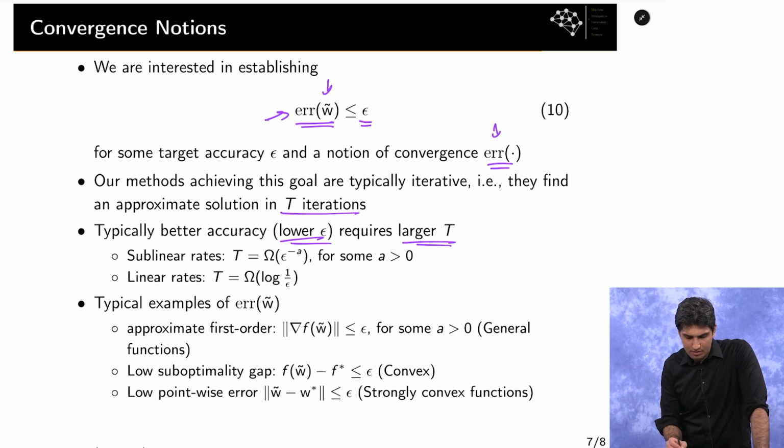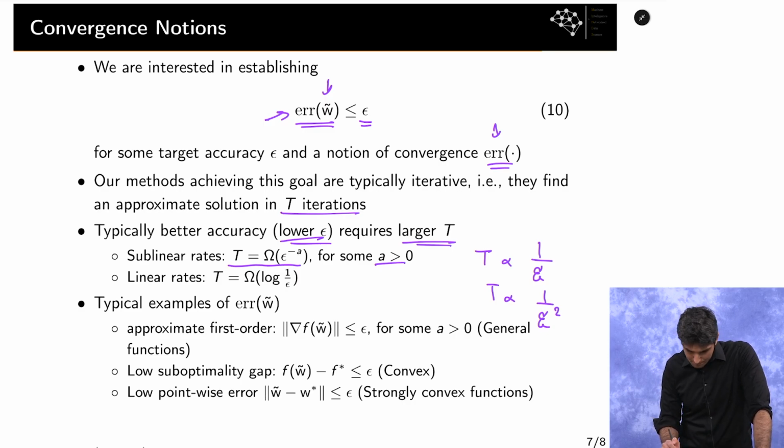So sublinear rates means that the relation between T and epsilon is as follows, right? So T, the number of iterations that you have to run your algorithm, is at most epsilon to some power minus A, for some strictly positive A. For instance, you can say that T is sort of proportional to 1 over epsilon, okay? Or you can say T is proportional to 1 over epsilon square. These are all examples of sublinear rates, okay?